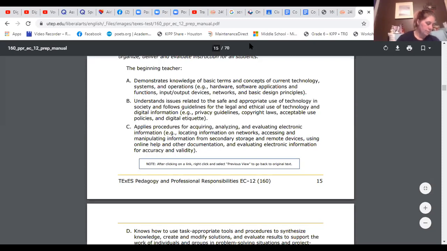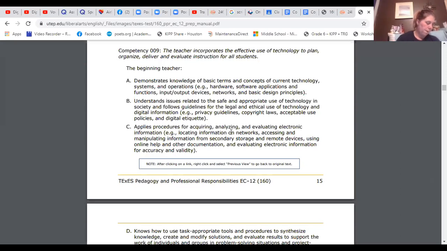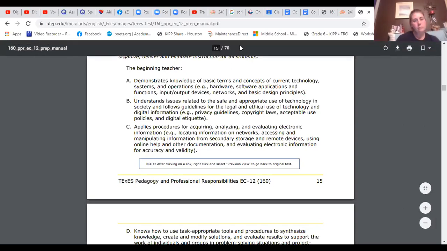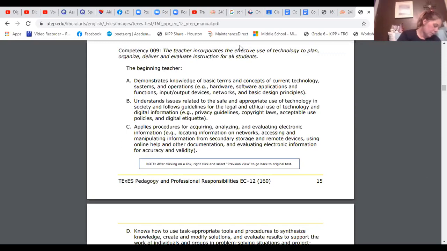Apply procedures for acquiring, analyzing, and evaluating electronic information. So locating information on networks, assessing and manipulating information from secondary storage and remote devices, using online help and other documentation, and evaluating electronic information for accuracy and validity. So once again, showing your students how to find the correct information, right? Teaching them how to know if a website is valid, right?